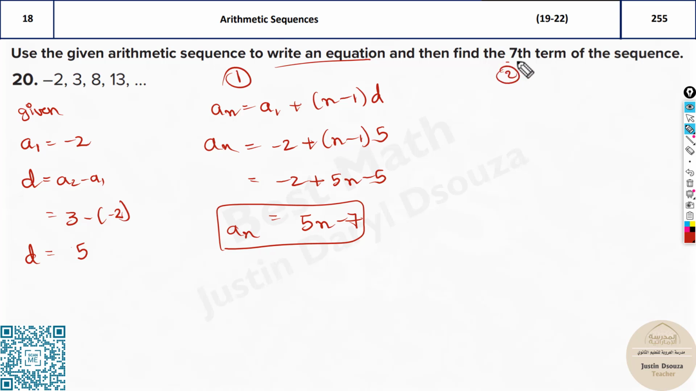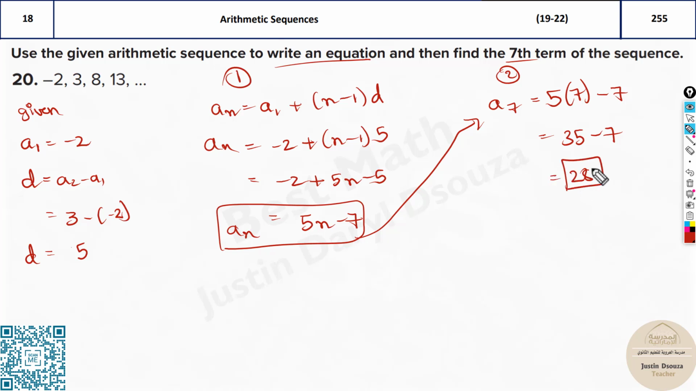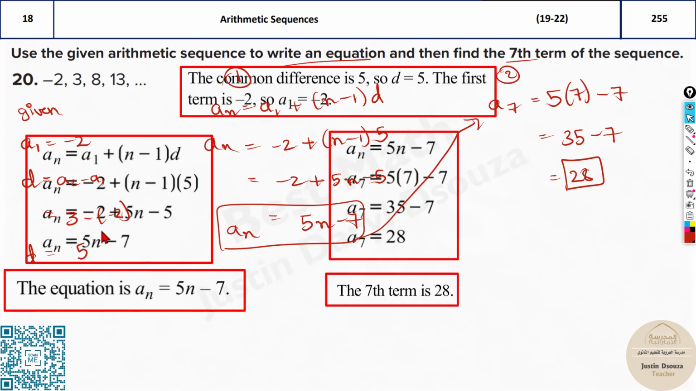And now the second one, they want the seventh term. A7 will be equal to what? I'll just use this equation here because it's much easier, isn't it? 5 times 7 minus 7, that will be 35 minus 7. The answer is 28. That's it. So it's an equals 5n minus 7. That's the first equation. And the second one is 28.